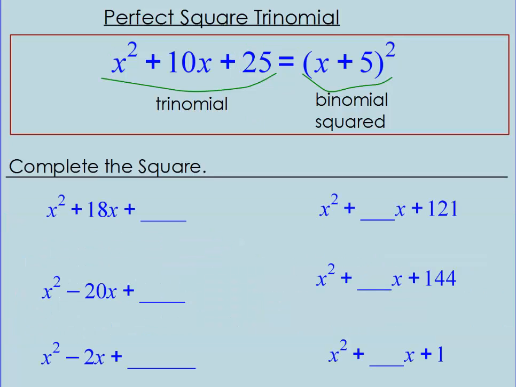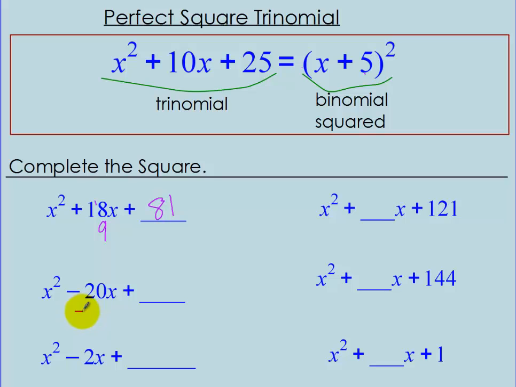Part of doing perfect square trinomials is identifying what numbers you need to complete the square. For this first one, it's 18x here. I know that the number we need is going to be half of the coefficient, so half of 18 is 9. And 9 squared is going to go inside here, so this is actually going to be 81.